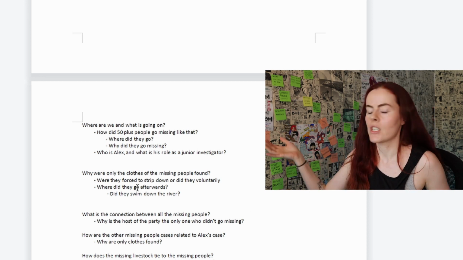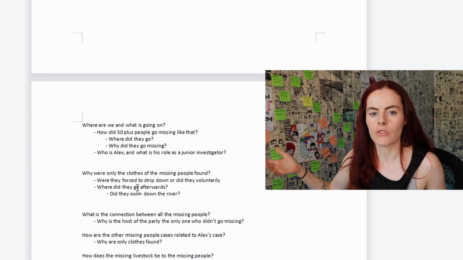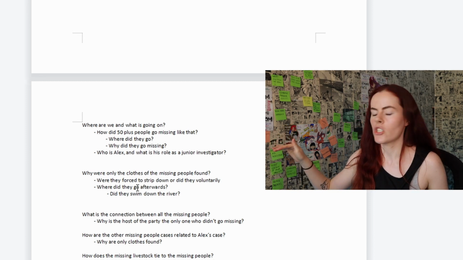And also the question of who is Alex and what is his role, and basically who is this protagonist, right? But that's a sub-question in the sense of that's not why the reader would be there or would be sticking around for, because Alex isn't the main element here. It's really the mystery itself.